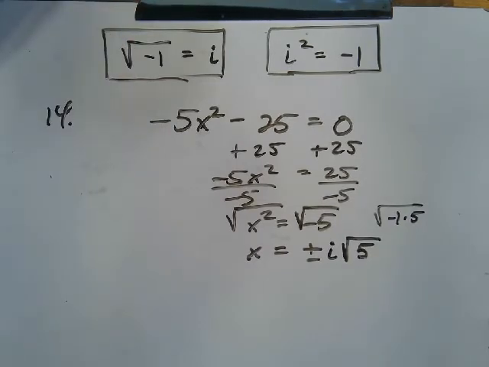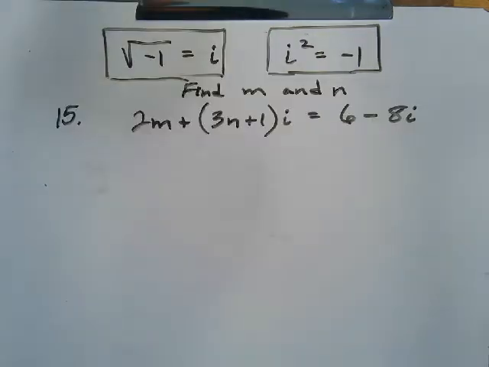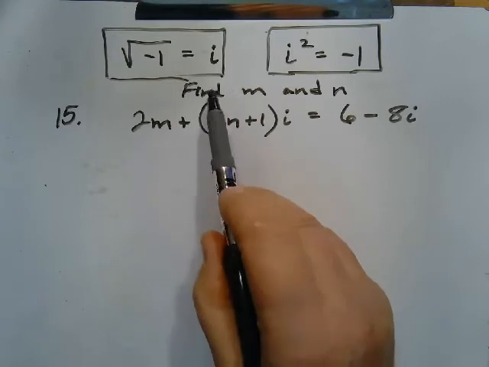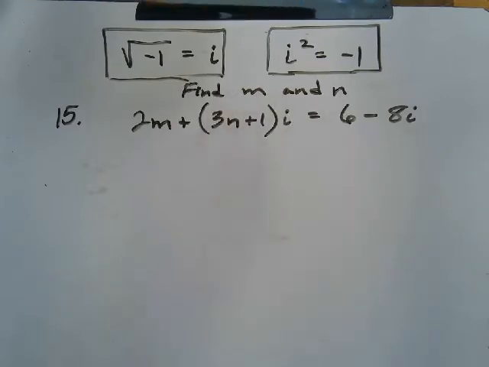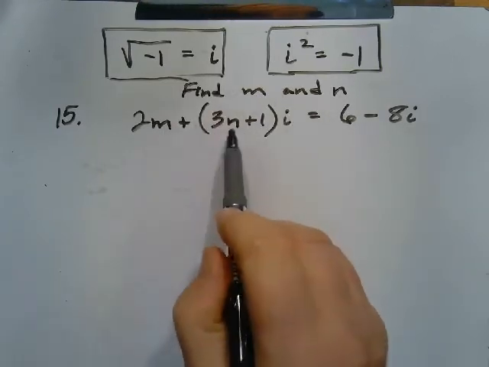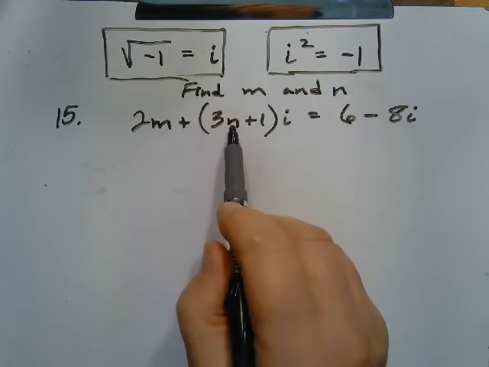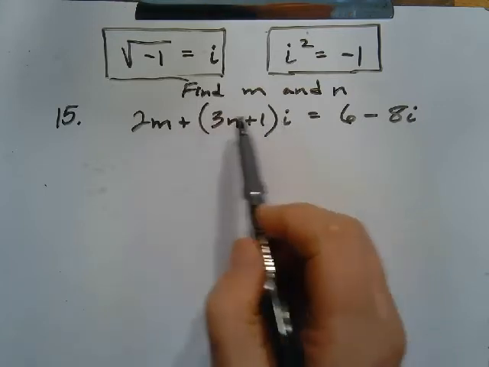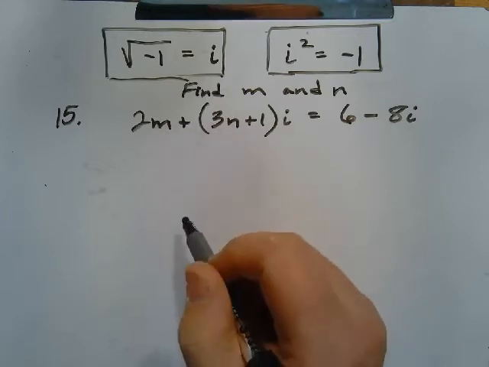All right, let's take a look at a slightly different problem here. We have to kind of get our mind around something a little different here. All right, let's take a look at problem 15. Now, the instructions on problem 15 said find the value of m and n. And this has actually got two things in here that are unknown. i, of course, is not a variable, right? But m and n are unknown.